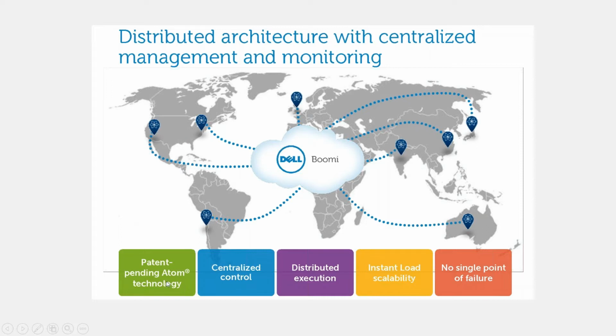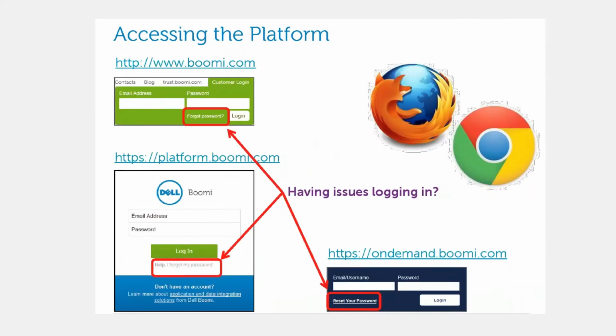The main features of DELL BOOMI are patent pending Atom technology, which means a very user friendly UI where you can just drag and drop and build your processes. Centrally controlled, distributed execution, instant load scalability, and no single point of failure. We have data replicated across different data centers, so there is never a single point of failure. Even if one data center is down, we have the data in other data centers. So there is never any harm to our data, right?